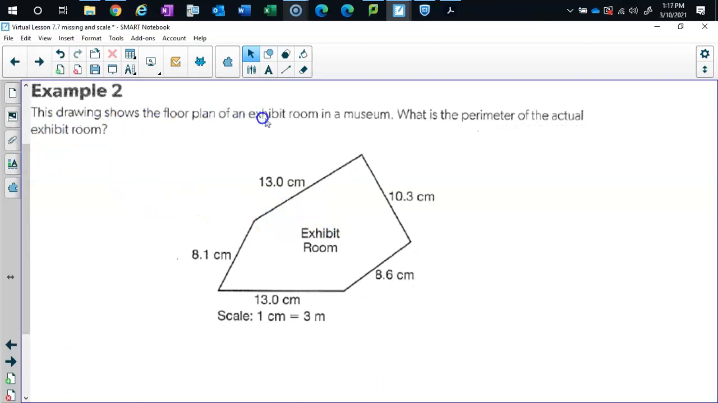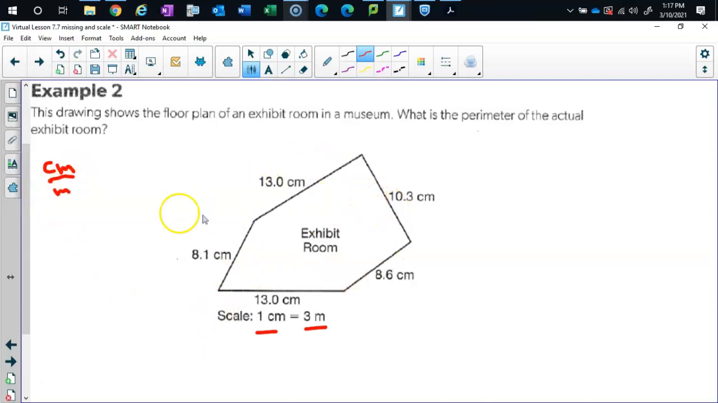This drawing shows the floor plan of an exhibit room in a museum. What is the perimeter of the actual exhibit room? Okay, well, before we can do that, we need to convert all of our measures to actual. So this is 13 centimeters, and here's our scale. Our scale is 1 centimeter is 3 meters. So we are going to set up our proportion. And we're going to do centimeters over meters. Now, guys, I don't think you're going to have to set up a proportion for every one of these. Let's figure out the math by doing a proportion. So 1 centimeter is 3 meters. 1 over 3. Centimeters over meters equals, let's do this one first, 13 centimeters. That's going to go on top. X meters on the bottom.